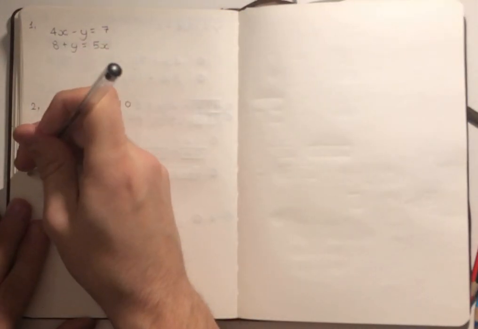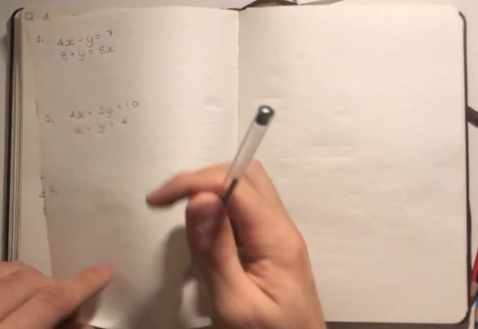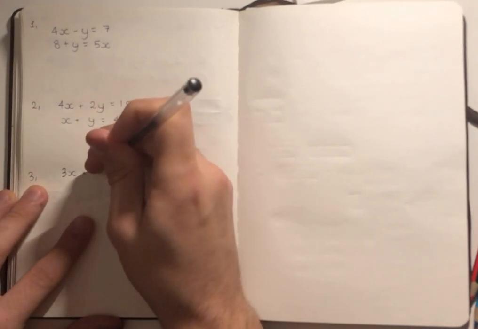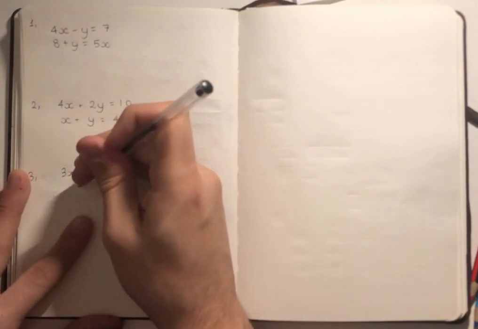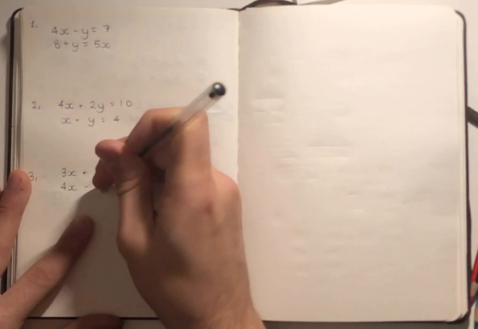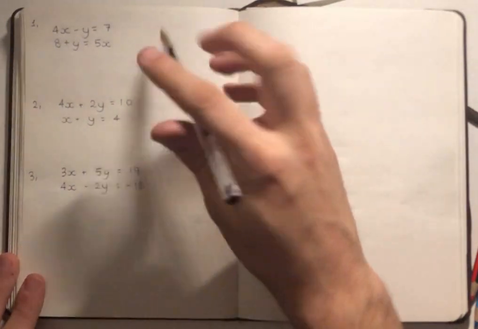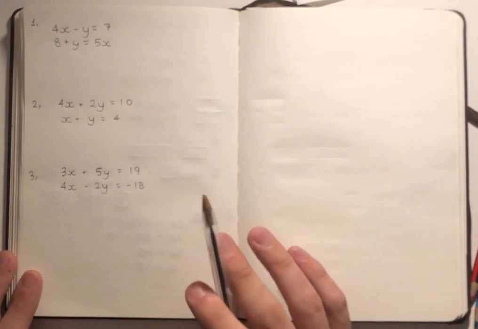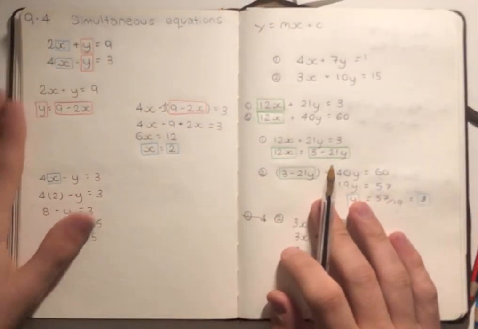And the final one, this will be a simultaneous linear equation. 3x plus 5y is equal to 19, 4x minus 2y is equal to negative 18. You can do these, they'll get progressively harder as you go along. I'll leave the answers in the description. And that is 9.4 simultaneous equations.